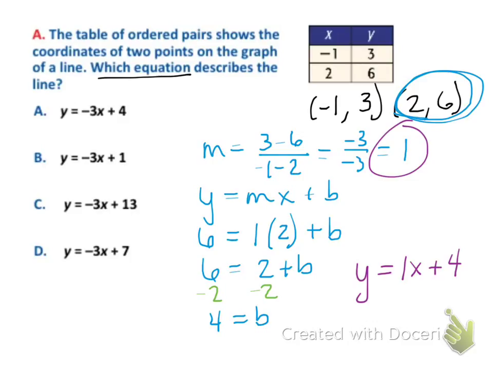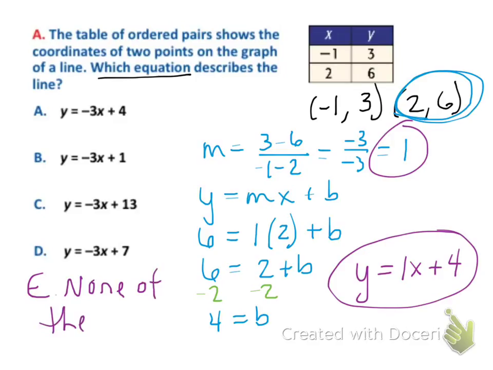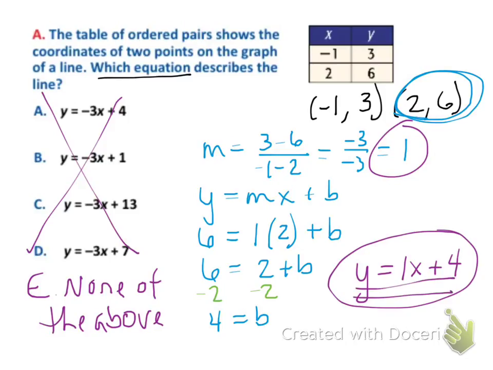Alright, so let's see. A, B, C, or D. Whoa! We didn't do anything wrong. They must have done something wrong. We need a multiple choice answer. None of the above. I know we didn't do anything wrong. I paused the video and I double checked it. I don't know where that table came from. It's all screwed up, but we solved the problem correctly. Just ignore those possible answers. The correct answer is y equals 1x plus 4.